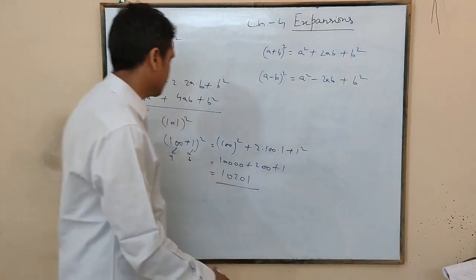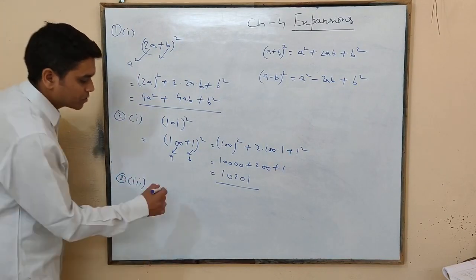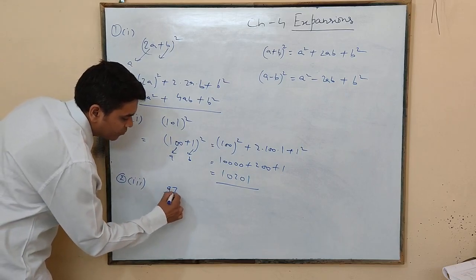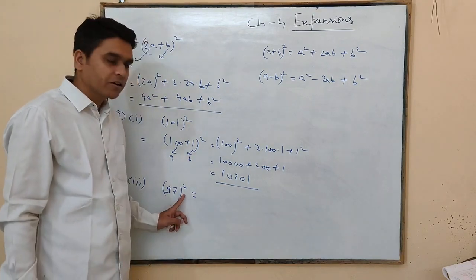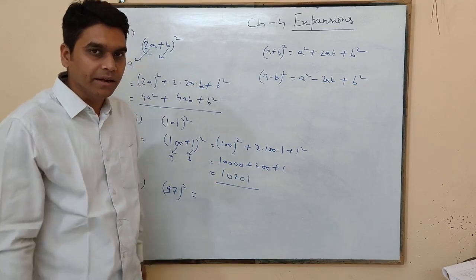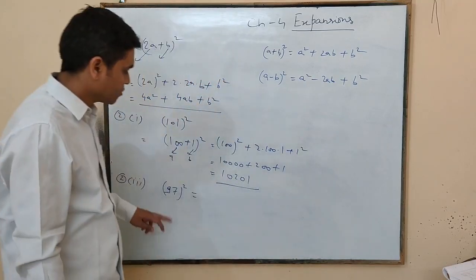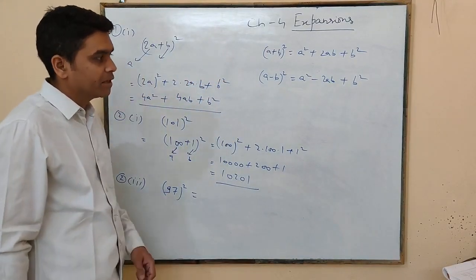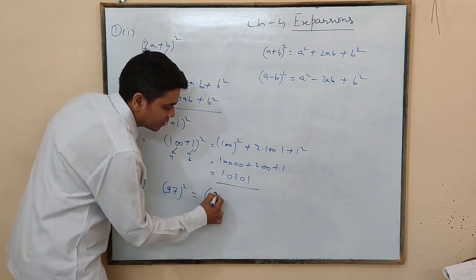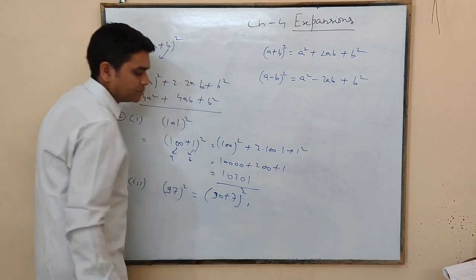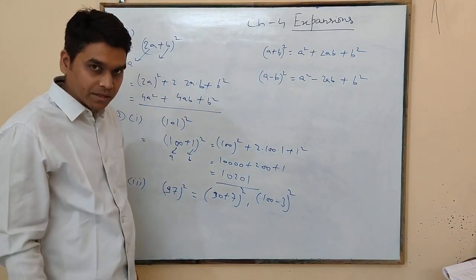Question number 2, third part. We have to find the value of this 97 whole square by using identity. Again, the square of 97 we can solve directly, 97 times 97, but by using identity we have to solve this value. So again break this value in simple form. We can break it into 90 plus 7, or 100 minus 3. In so many forms we can break this.